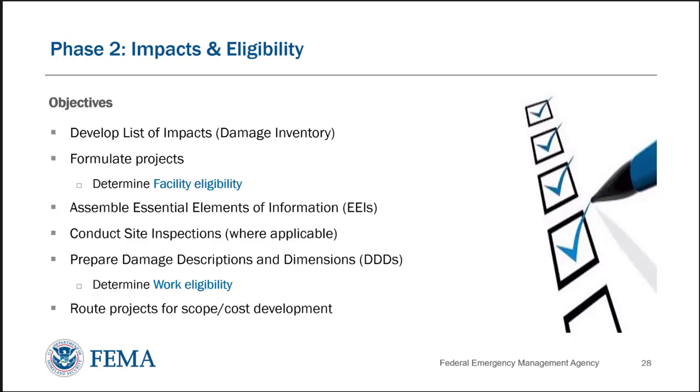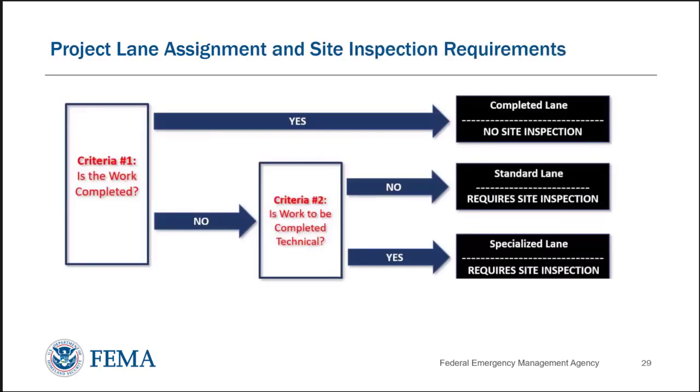And you prepare that DDD, the damage description and dimension. That becomes part of the work eligibility, that third tier in the pyramid we had earlier. And then when they talk about routing projects for scope cost development, by gaining all this information and getting that developed, you're moving from phase 2 toward phase 3 for scoping and costing. And there you've got the idea of project lane assignments and site inspection requirements.